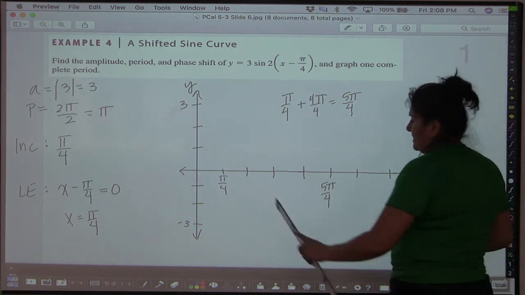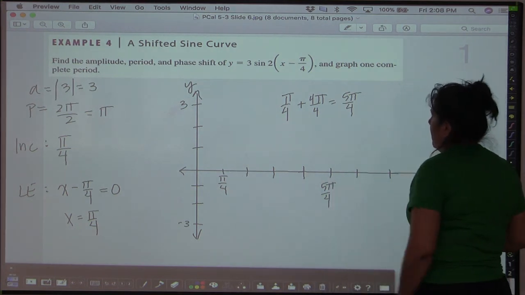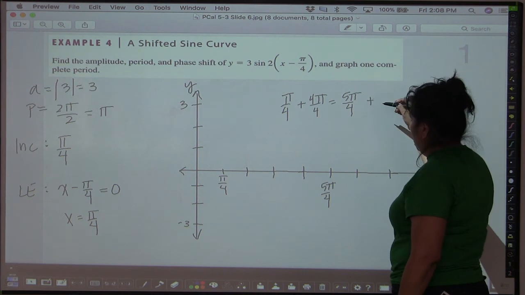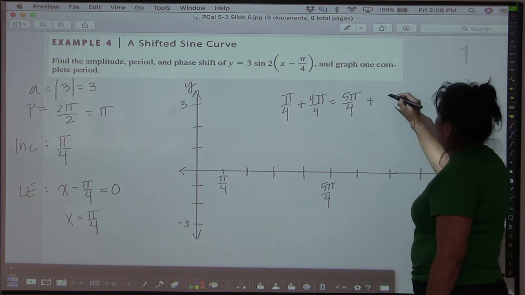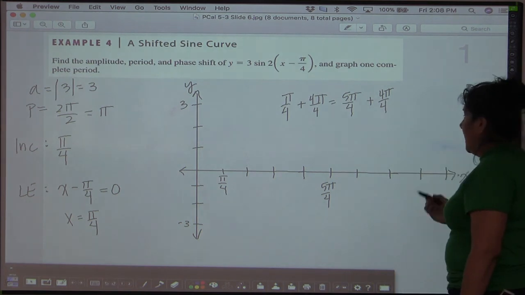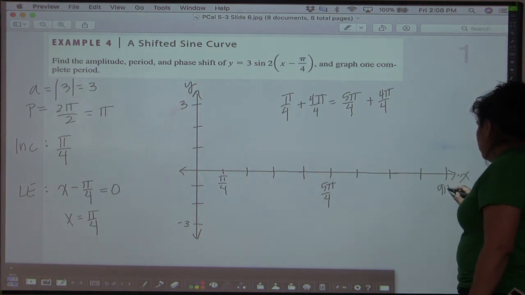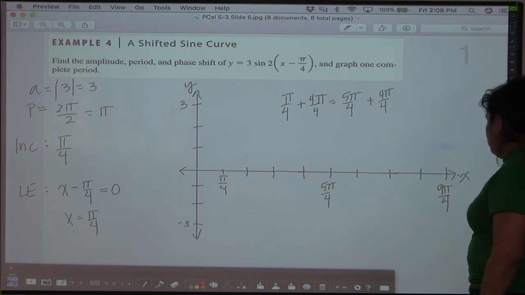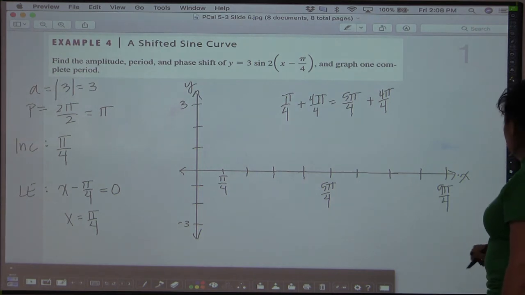Okay? And that makes sense because that's 1, 2, 3, 4, 5. And then we're going to add another period to that because I need 2 cycles. So we're going to add 4 pi over 4 to that. And that's going to give me 9 pi over 4. And that tells me that this little value here is 9 pi over 4. So I hope that makes sense on how I did that.